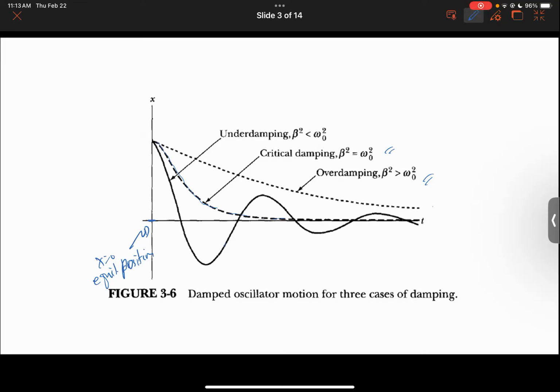Okay, so if you have a pendulum na nagsisway back and forth, nakikita natin na as time passes, nag-oscillate siya through the equilibrium position, pero yung amplitude niya paliit na paliit. Okay, so that's an example of an underdamped situation. What about for critical damping?